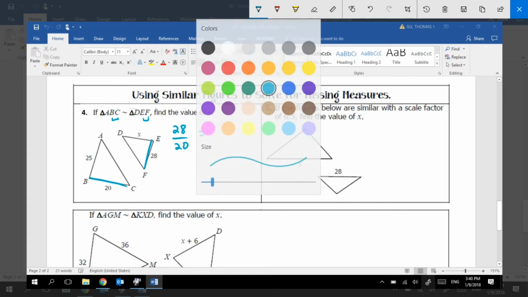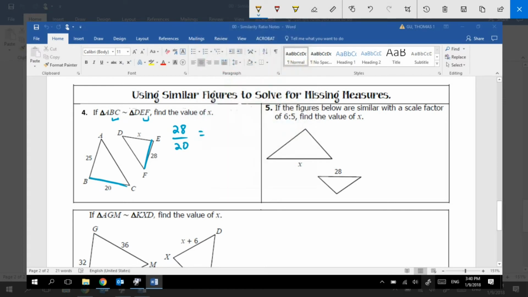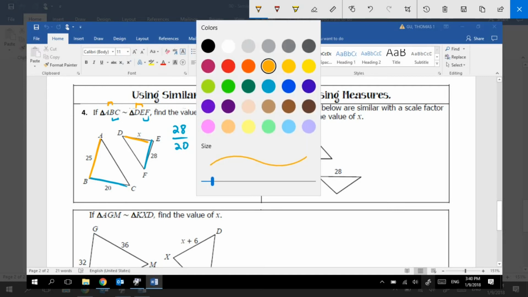So let's start on this triangle again. X over, and which side is DE similar to? Similar to side AB. And what does the value of AB look like on this other triangle? It's 25. So X over 25. These ratios need to be exactly the same. So we're going to cross multiply to find X. We did this in class today.